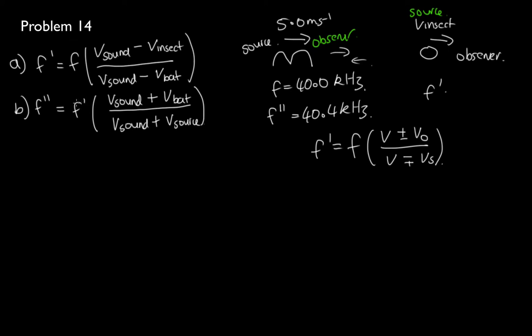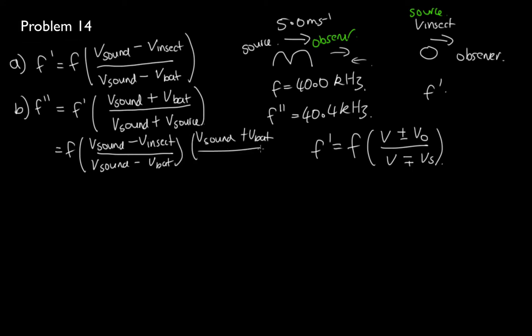And now what we should do is, instead of having this f dash here, which is the frequency of the reflected signal, we can substitute in for f dash from up here, because these two are the same thing. So this is equal to f times (the velocity of sound minus the velocity of the insect) over (the velocity of sound minus the velocity of the bat), times (the velocity of sound plus the velocity of the bat) over (the velocity of sound plus the velocity of the source, which in this case was the insect).